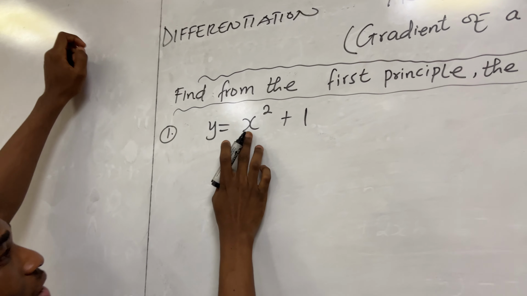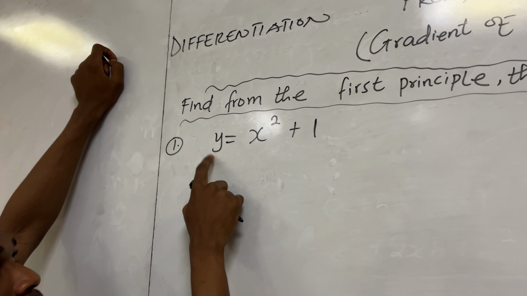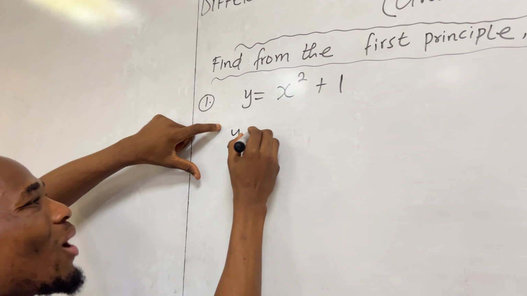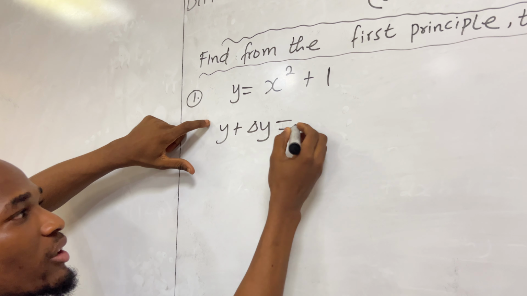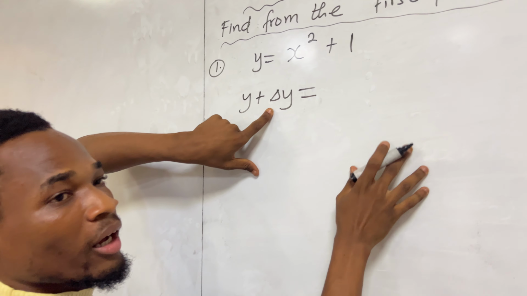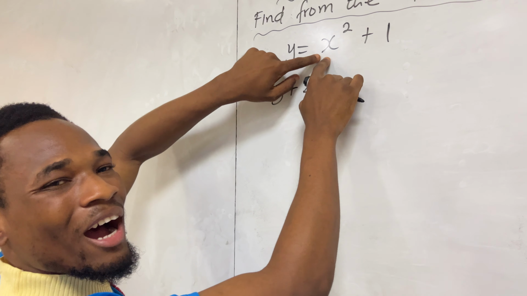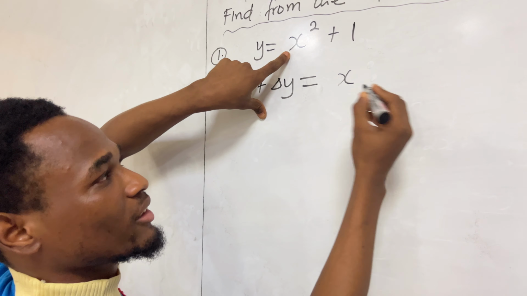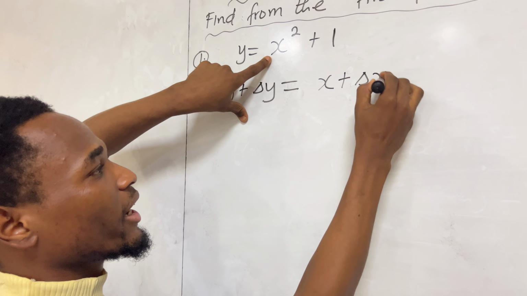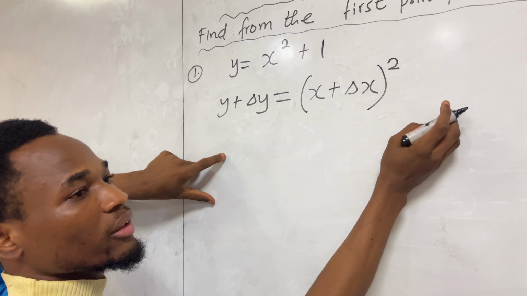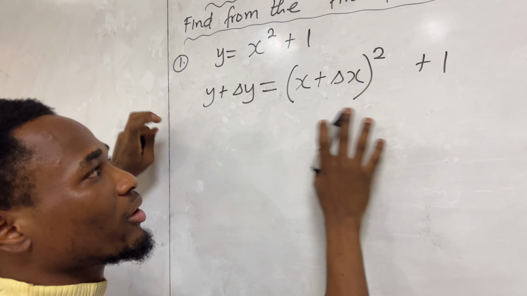You see? So let's see how it goes. I have y equals x squared plus 1. On the left hand side, I can see y, so it will be y, then I'll add change in y. Because I've added change in y here, I have to also add a change in something at the other side of the equation. So here I have x, and wherever I see x, I'll add delta x. So it will be plus delta x. This x has been squared, so I'll also square it. Then I have plus 1. For this method, that's how it goes.